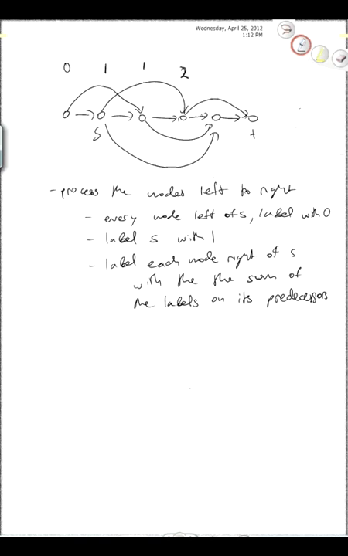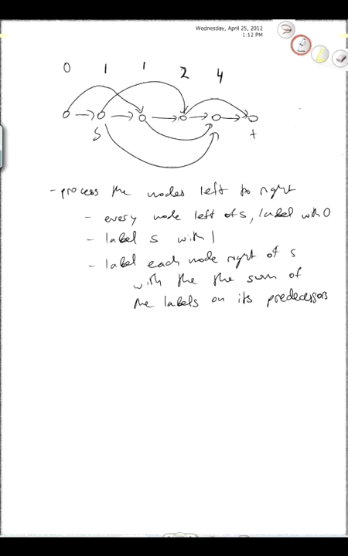For this node, there's 3 edges coming into it. So a path starting at S and ending at this node could end with this edge, in which case you'd have to get here, and there's 2 ways of getting here. Could end with this edge, and there's one way of getting to that predecessor. Or it could end with this edge, and there's one way of getting there. And so the label on this node is going to be 4, which is the sum of all the labels on these predecessors. And then finally, T, there's 2 edges coming into T.